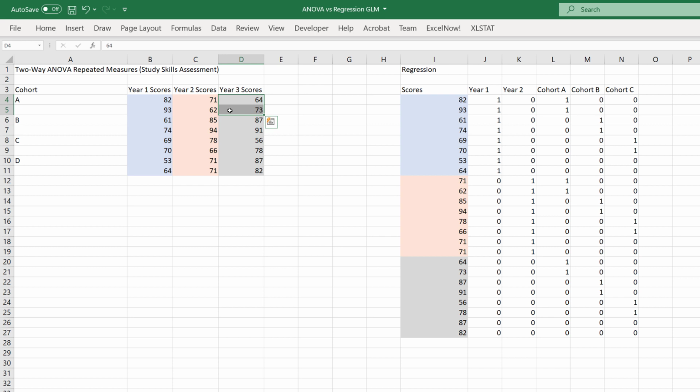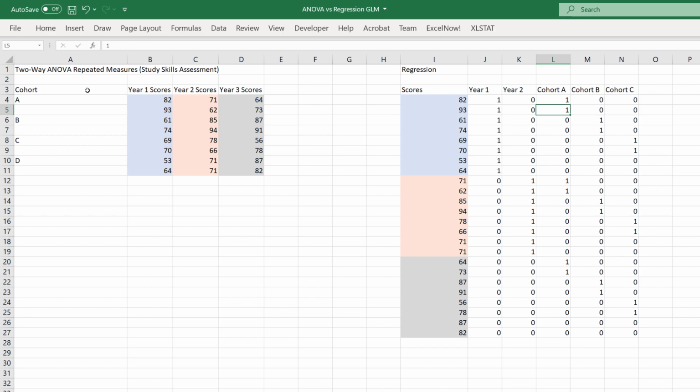To code that in the regression side, we did the exact same process. Here for this 82, this first student is in cohort A in year 1. So go to 82 over here. Year 1 has the indicator variable of 1. It's also cohort A. There's a 1 there. Now look at the 93. Same thing. Year 1, cohort A. And we could go on down this whole table. So again, we just assign indicator variables using the same methodology we did for the previous 2 tabs.